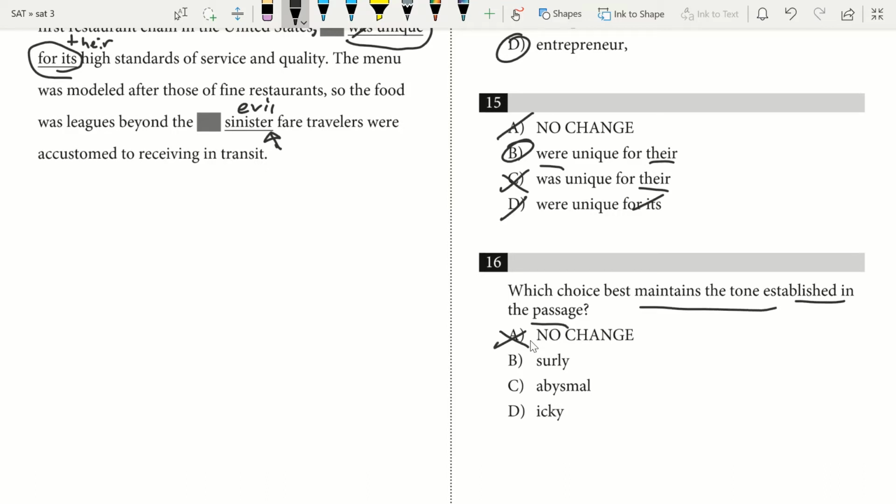Well, A does not, right? Icky, that's too informal, right? This passage isn't like a scientific article, but it's also not like you're just at a restaurant talking to your friends, right? So you're not going to use icky. Now you're left with surly and abysmal. Well, if you don't know what surly means, but you know what abysmal means, if we were to think about it like this, so the food was leagues beyond the abysmal fare travelers were accustomed to receiving in transit. Well, abysmal means basically terrible, right? So the food was leagues beyond, much better than the terrible food that travelers were accustomed to receiving. So we can go ahead and pick C as our answer.